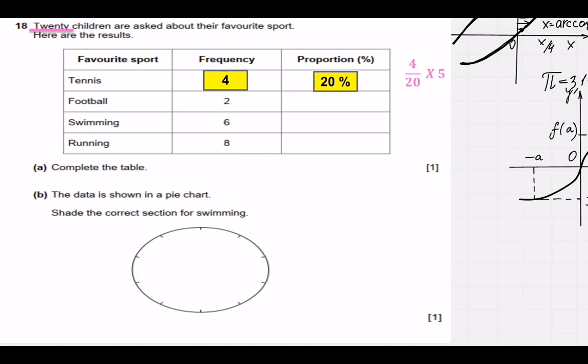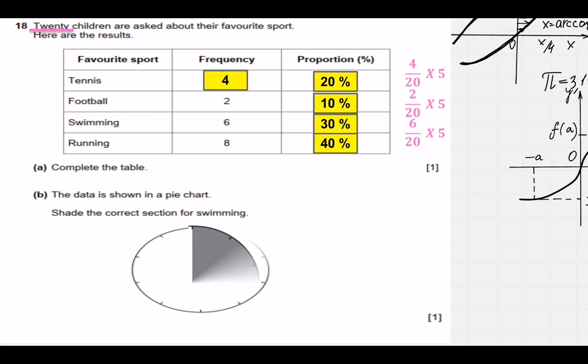Then the next one, 2 over 20, times 5 up and down. It will be 10 over 100, which is 10%. 6 times 5, 30, 30%. 8 times 5, 40%. That's it. Now we need to draw for swimming. Swimming is 30%, so I will just shade 3 parts of the circle this way.